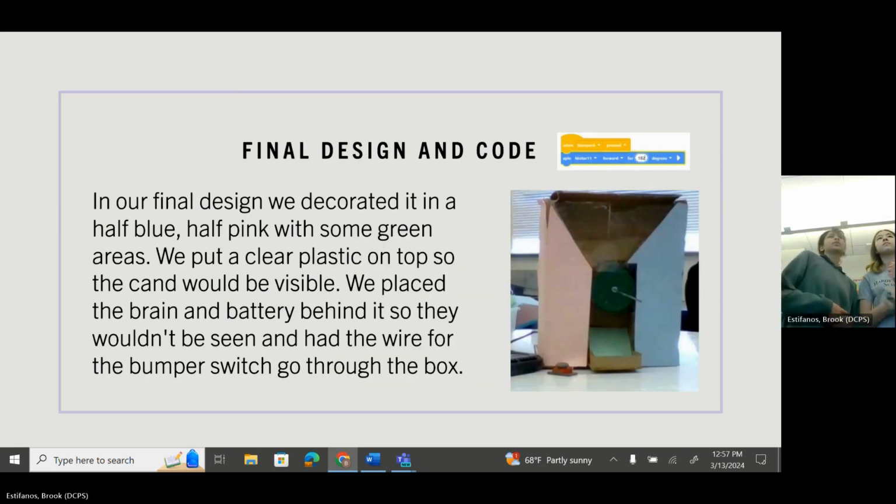Final design. In our final design, we decorated it half blue, half pink with some green areas. We put clear plastic on top so the candy could be visible at all times. And we placed the battery behind it so it wouldn't be seen, and the wire for the bumper switch goes through the box to give a more clean look.